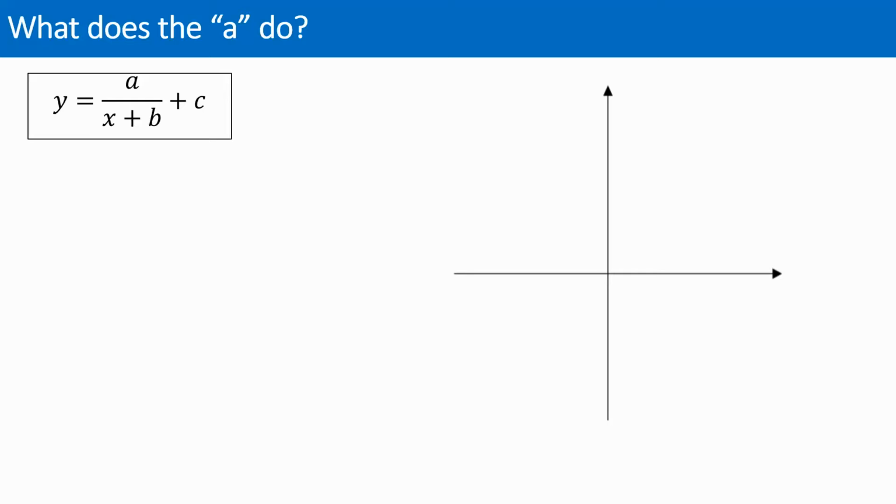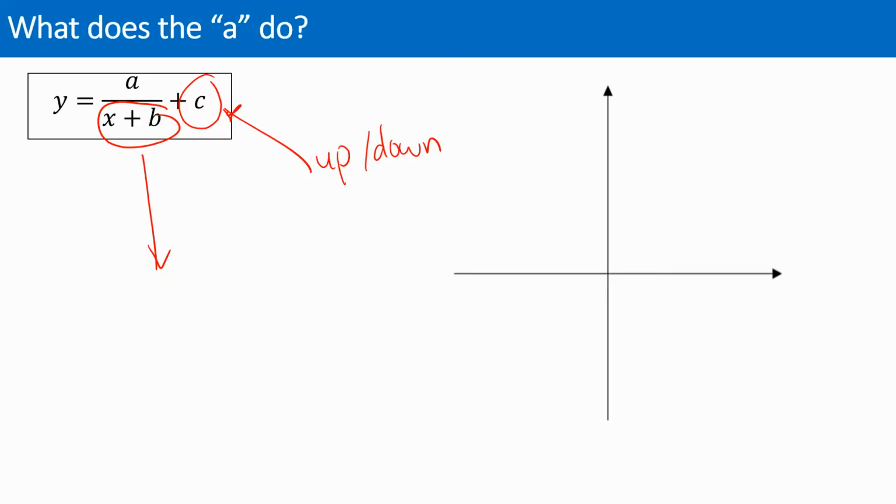What does the C do? Up, down, up, down. Fantastic. This tells you up, down. What does the x plus b do again? That's right. Left and right. How do you find left and right?